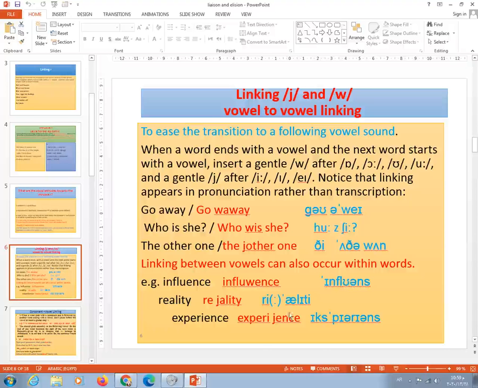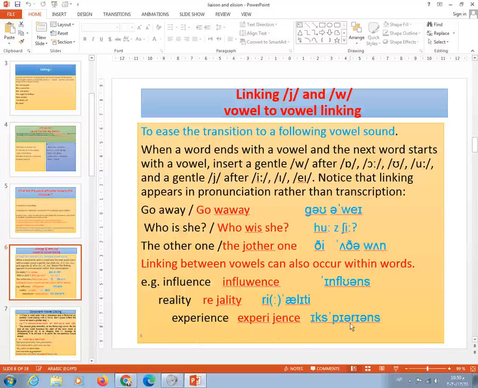Reality, or reality. Okay, it's re and then another, this is e, and then we have a, two vowels, so we insert a ya here because it's preceded by e. So the ya comes when the first word starts with e or a. And when do we put the wa? When the first word is ending with o or u. Okay, look at the word experience.